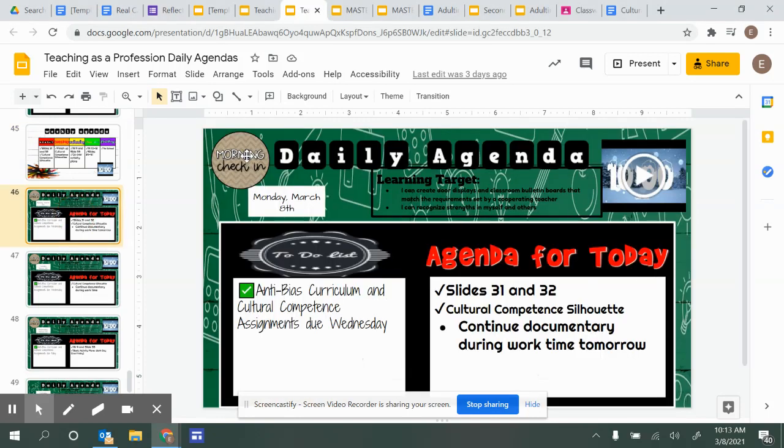Today, specifically, we filled out our morning check-in, which is attached to this button, or you can pull it up on Google Classroom. I reminded everybody that our anti-bias curriculum assignment is due Wednesday, along with the cultural competence assignment we did in class today. We went over slides 31 and 32.